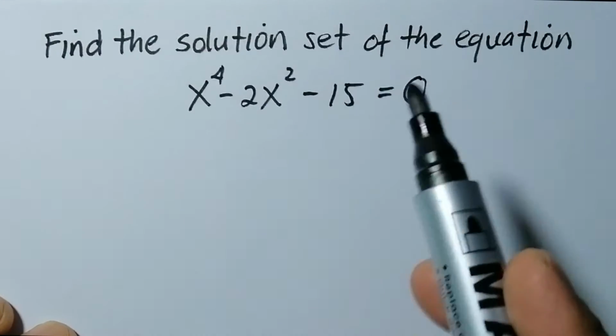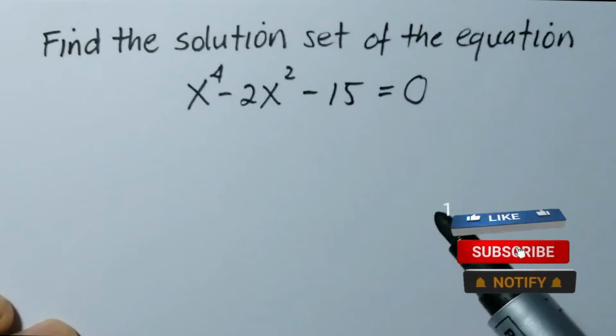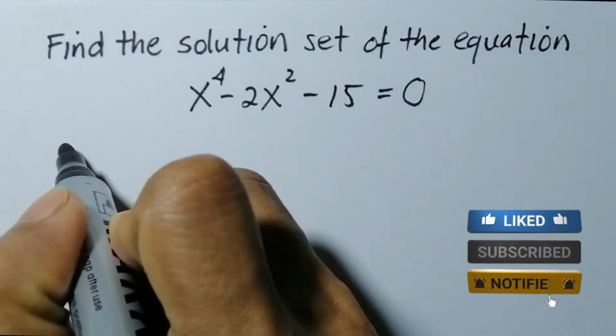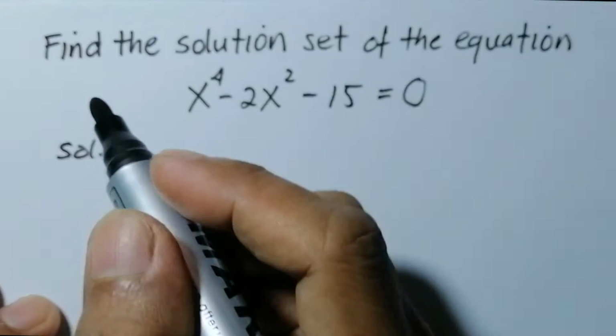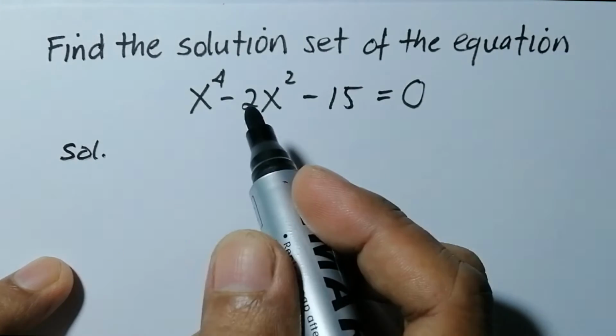Here is the problem to be solved. Find the solution set of the equation x to the power of 4 minus 2x to the power of 2 minus 15 equals 0. Please pay attention to the solution of this equation. Stay tuned and happy learning.